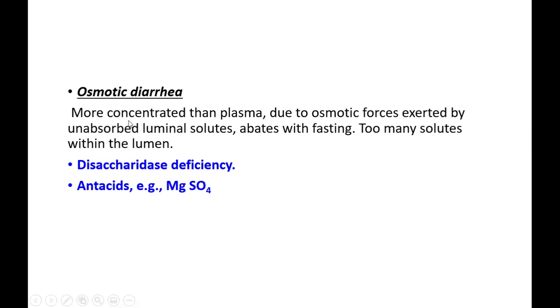Osmotic diarrhea is more concentrated than plasma due to osmotic forces exerted by unabsorbed luminal solutes. So there are a lot of solutes within the lumen that take fluid, with resultant osmotic exchange, and it abates or disappears with fasting. So there are too many solutes within the lumen. This is as in disaccharidase deficiency and in ingestion of antacids rich in magnesium salts.